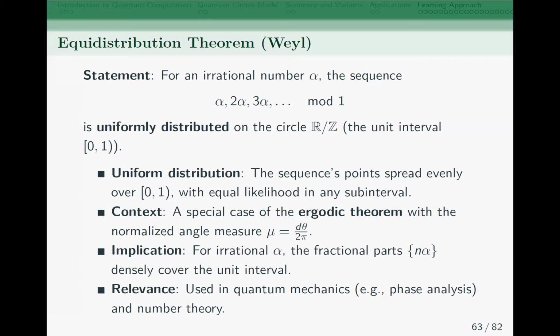What this theorem tells you is that if you give me an irrational number, I compute the multiples of the irrational number, mod 1, then it's uniformly distributed on the circle.